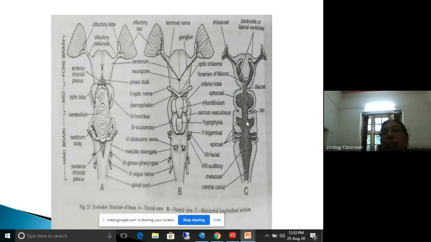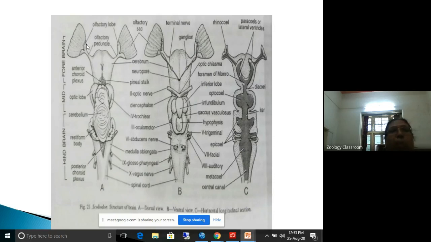It is not present in other animals, but only in the fish. And this is the metacele, or medulla oblongata's cavity. So this is the fish brain, or dogfish brain. It is divided into forebrain, midbrain, and hindbrain.